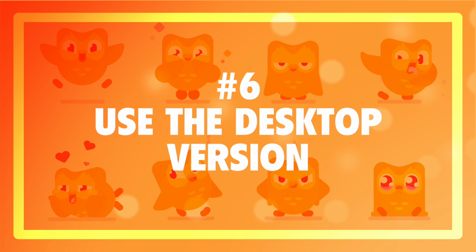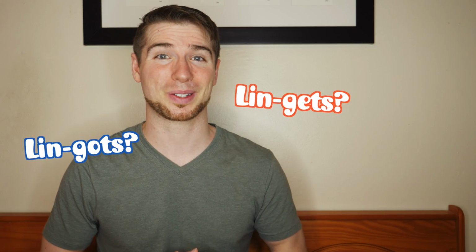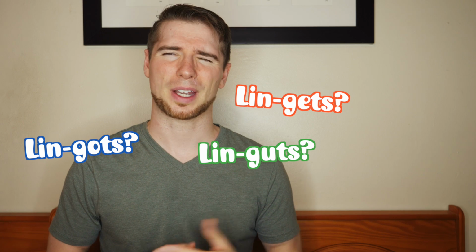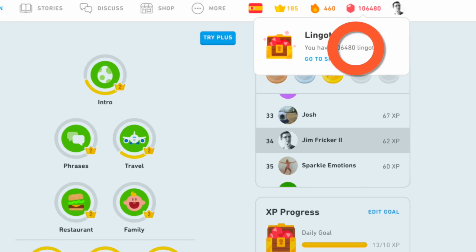My next piece of advice is to use the desktop version of Duolingo whenever possible. Now there's a few reasons for this. Number one, you won't get docked points or lose hearts if you answer something incorrectly. This can also help if you've already lost all your hearts on the app and you want to continue on with the desktop version without having to pay Duolingo to refill your hearts or to use Lingots to refill your hearts. I guess they're actually gems on the app for me and they're Lingots on the desktop version.